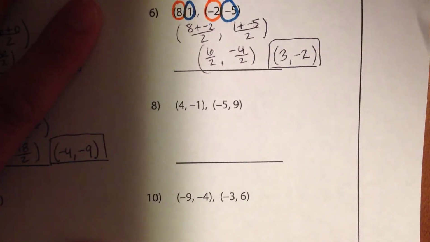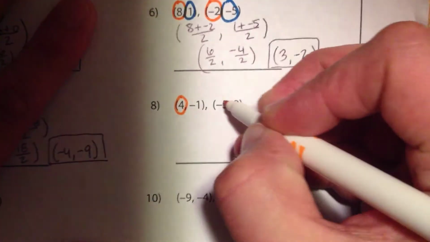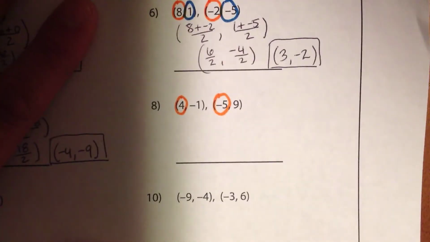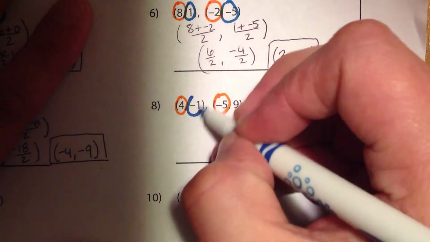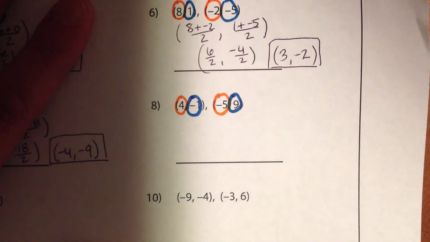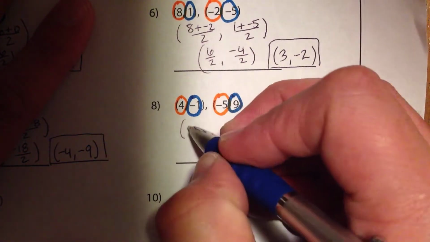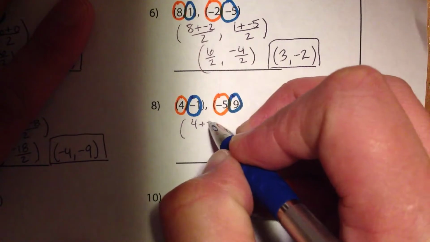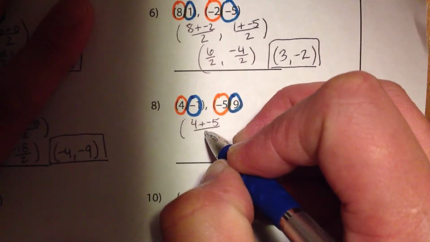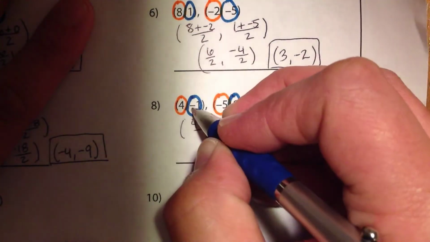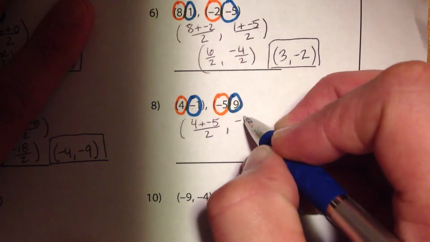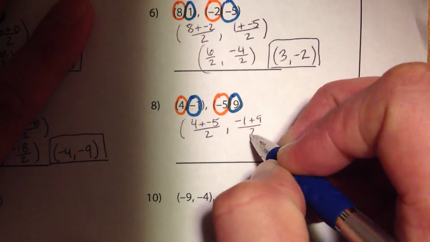Finding the midpoint between (4, -1) and (-5, 9). I look for my x values, which are 4 and -5. My y values are -1 and 9. Again, I take my x values, 4 plus -5, add them together, divided by 2. Add together my y's and divide by 2, -1 plus 9, divided by 2.